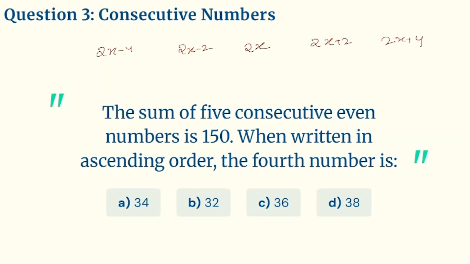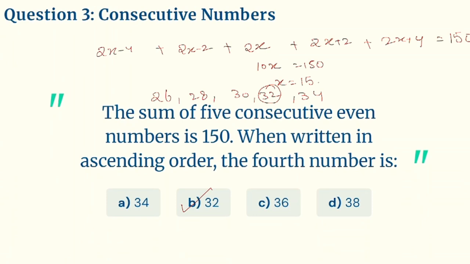Now according to the question, their sum is 150. So when you add them all, the sum is 150. Why did we assume like this? Because we can cancel out minus 4 plus 4, minus 2 plus 2. So the sum is 10x equal to 150, then the value of x is 15. When we substitute it, the numbers will be 26, 28, 30, 32 and 34. So the fourth number when they are written in ascending order is 32.